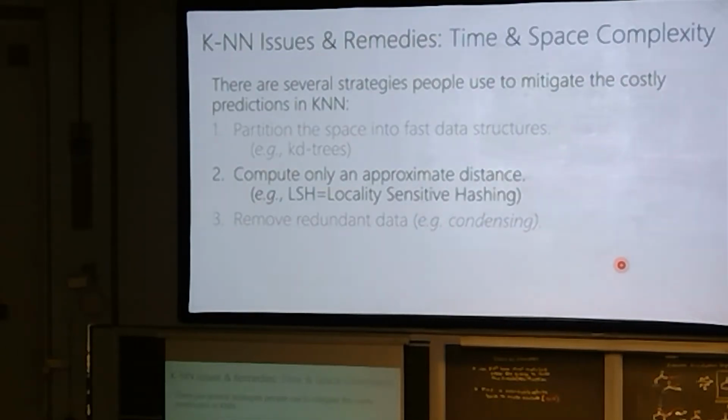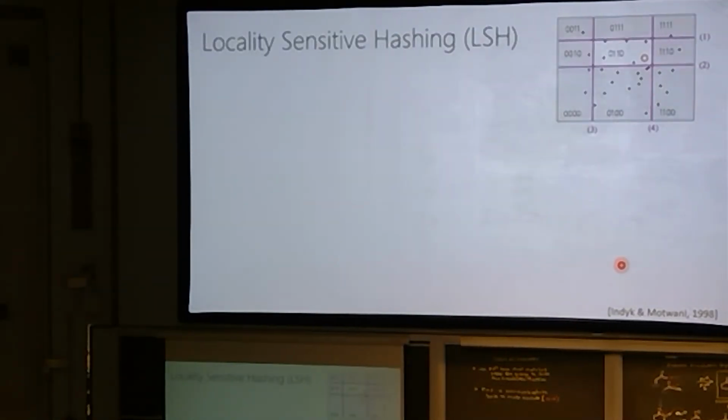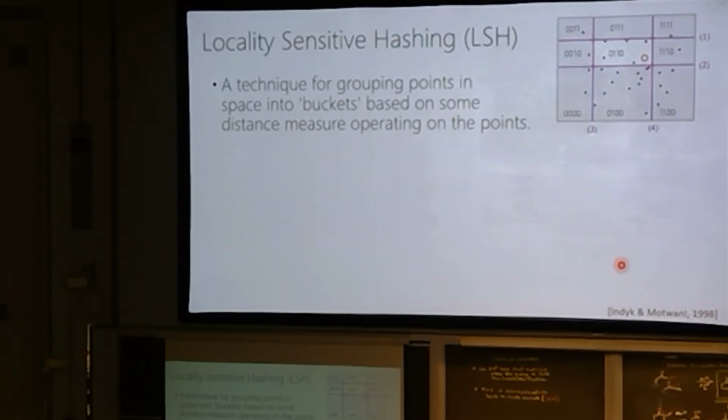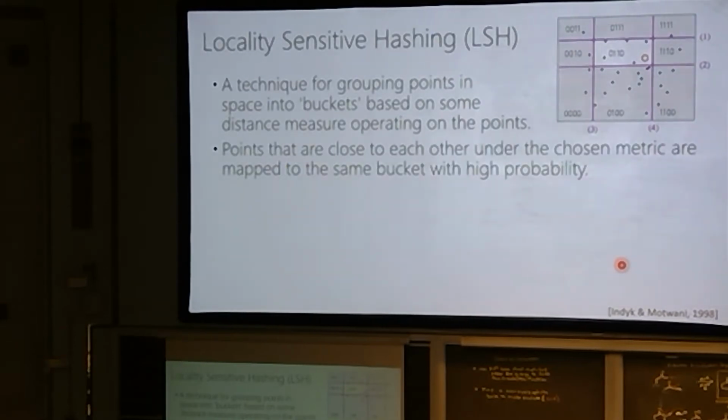So perhaps a more common thing to do is something called locality-sensitive hashing, so that's the second thing I mentioned. Locality-sensitive hashing is a technique for grouping points in space into buckets based on some distance measure operating on the points, which makes sense because that's what we need for k nearest neighbor. Points that are close to each other under the chosen metric are mapped with high probability to the same bucket. And as you can imagine, that's again going to help us quickly find the k nearest neighbors at test time to reduce the time complexity.